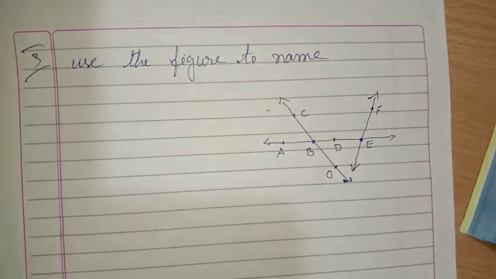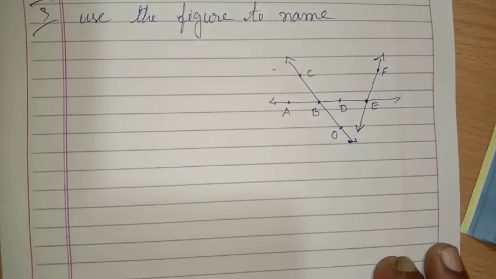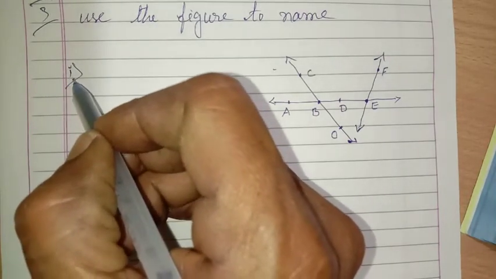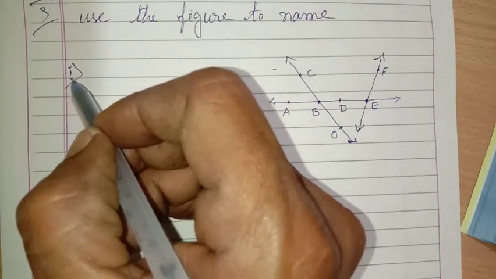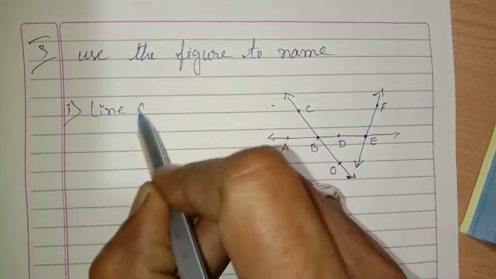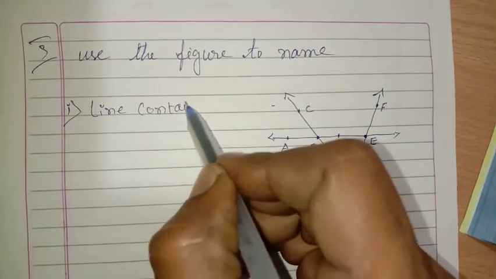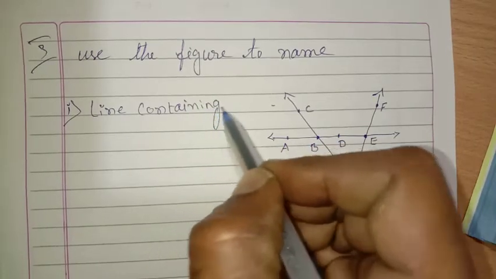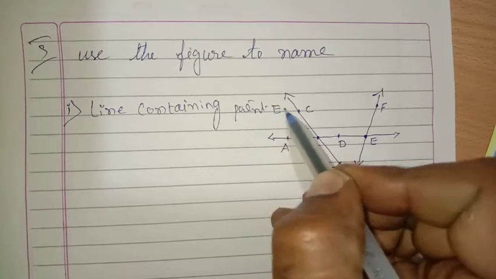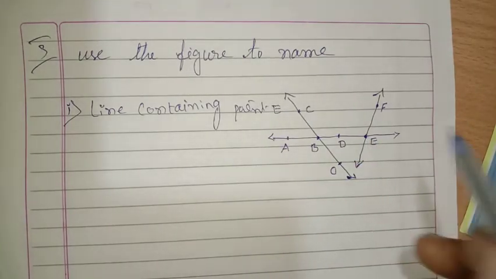So in this figure, the questions are: the first question is, line containing point E. Line containing point E.